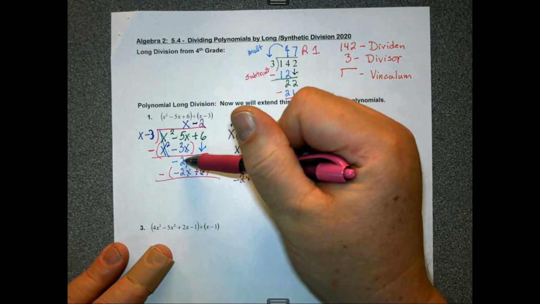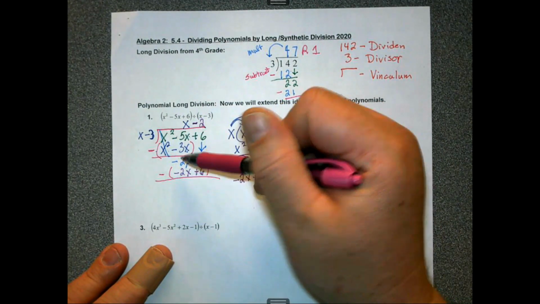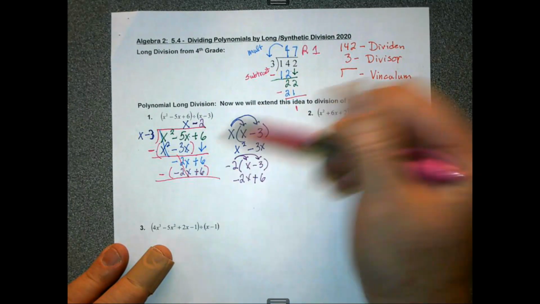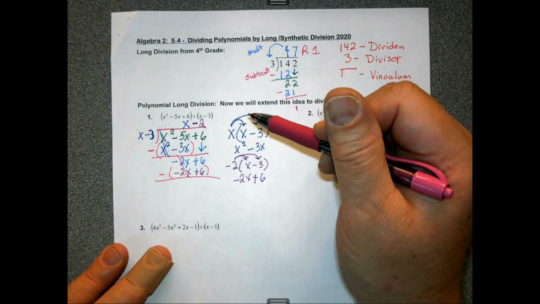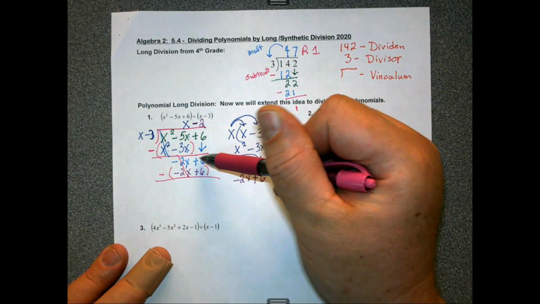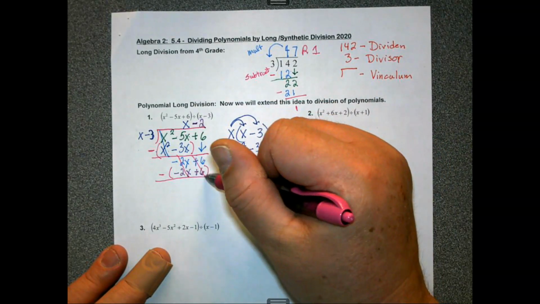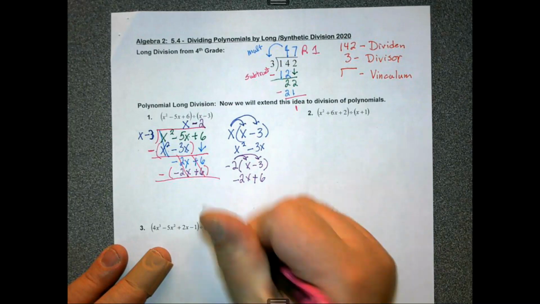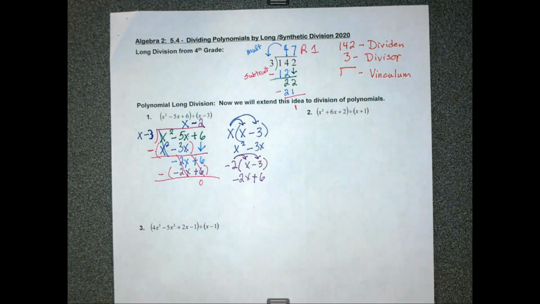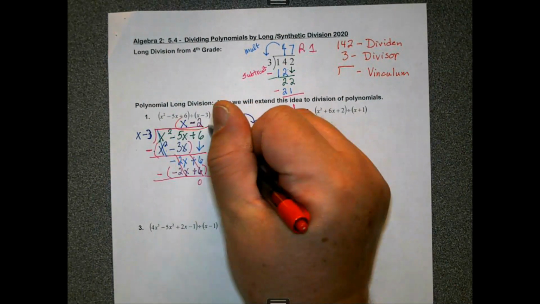So negative 2x minus a minus is plus. So it eliminates my first term, which is what I'm trying to do. Positive 6 minus 6. Well, look what happens. That eliminates too, right? So I do not have a remainder. So what's my answer? Yeah, x minus 2.